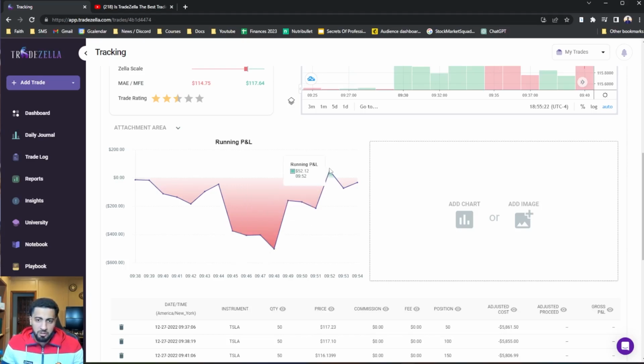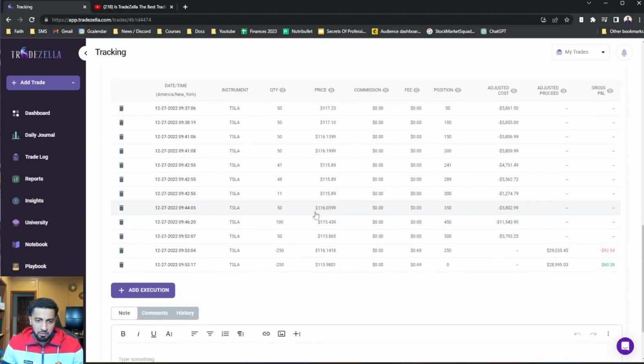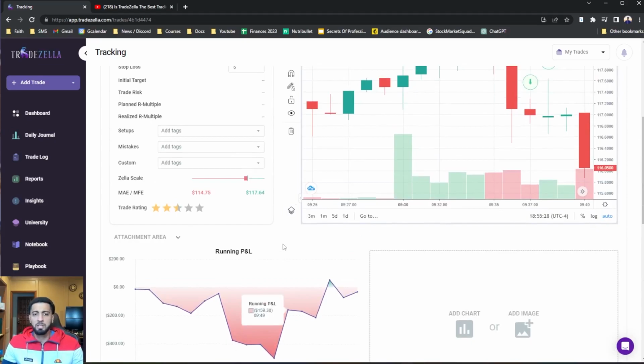And then as you can see here, it went green, and then you end up taking a loss. So by looking at it this way, you kind of get an understanding of what was going on during the trade, and you're not just looking at the end result. You're actually looking at the entire picture.